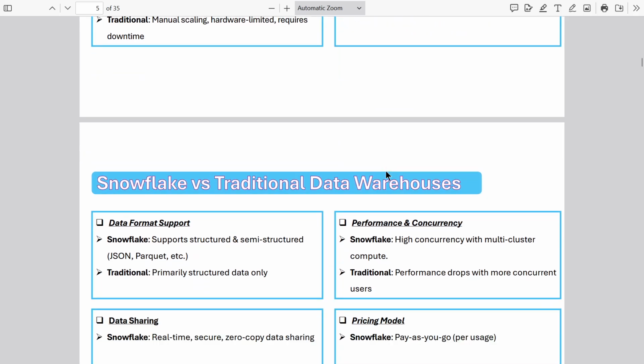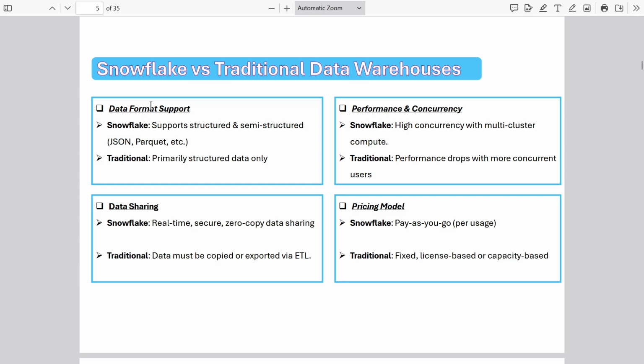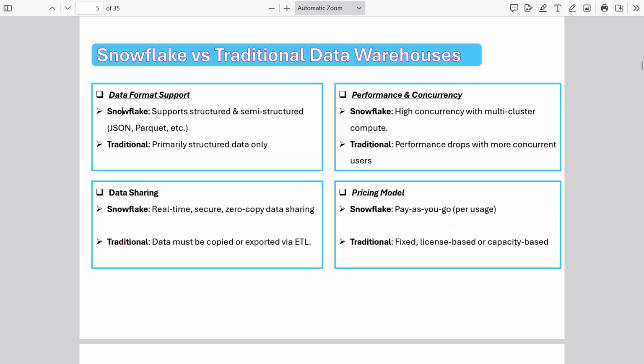And now coming to the difference in data format support. Snowflake supports structured and semi-structured data, like JSON and Parquet format of data sets. JSON is a very simple key value pair, like you have key and value. Parquet is also a kind of semi-structured format, which is supported by Snowflake. And traditional databases were used only for structured data sets, like the relational databases we used to make.